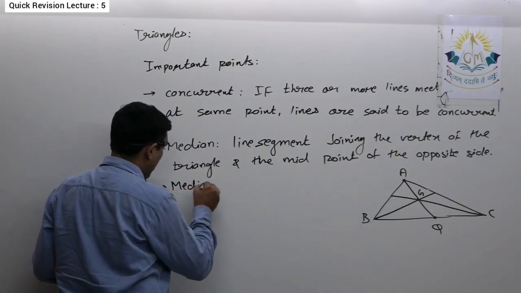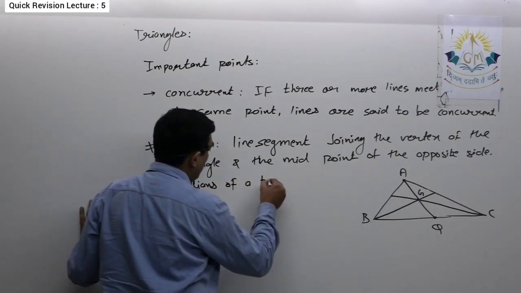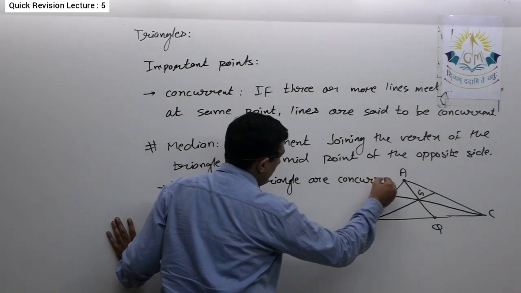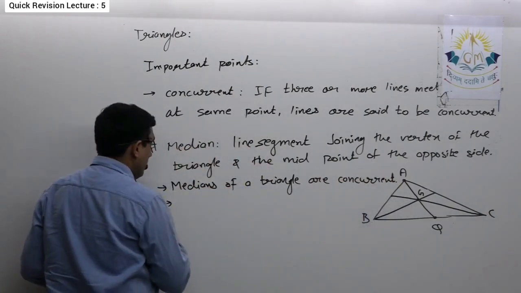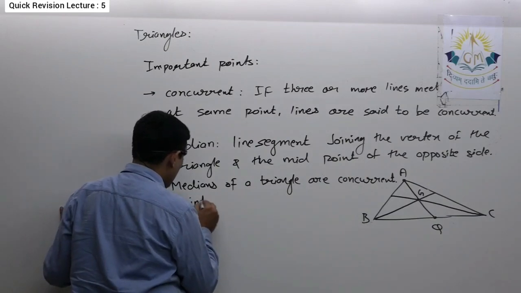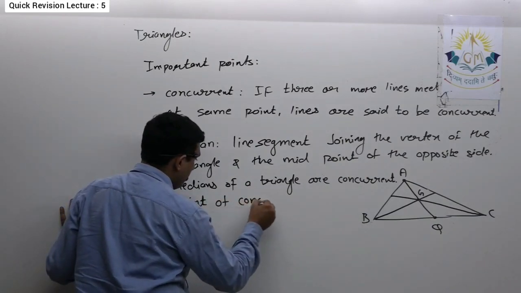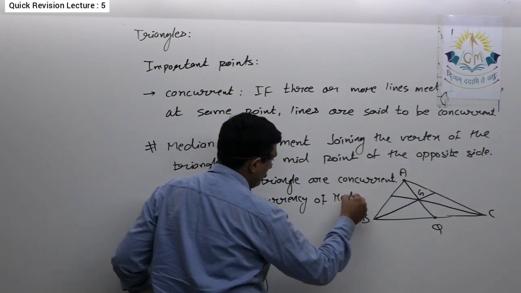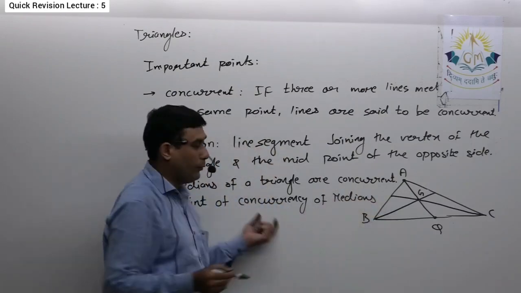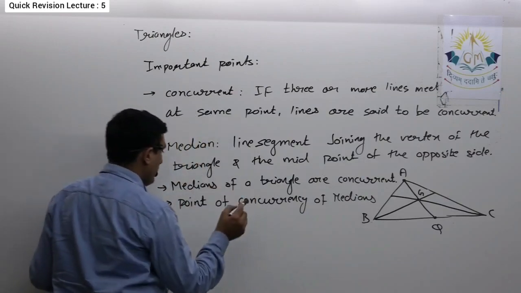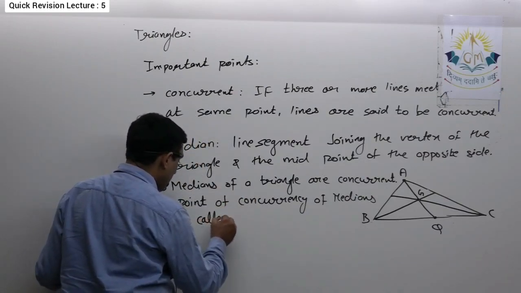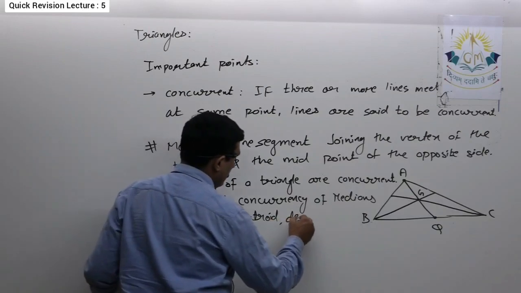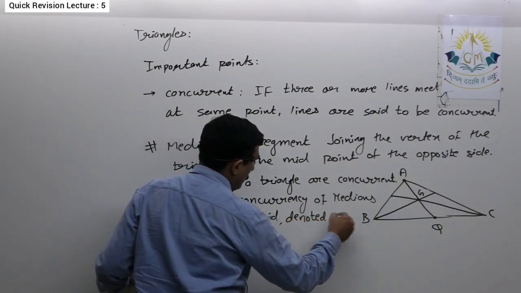Now, in this I can say the first thing: medians of a triangle are concurrent. The point of concurrency of medians, that means the point where the medians meet, is called the centroid, denoted as point G.